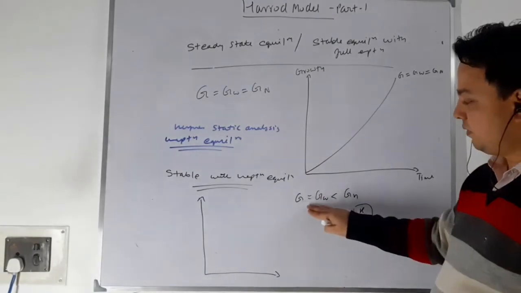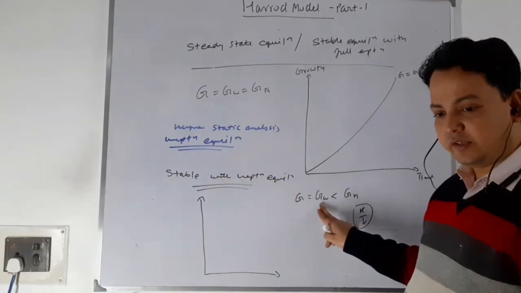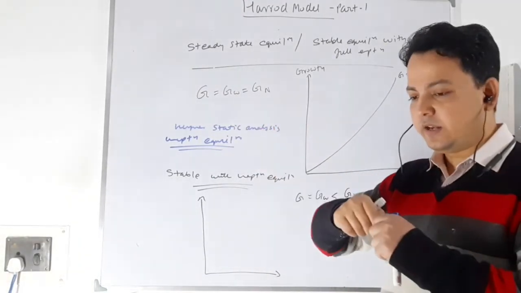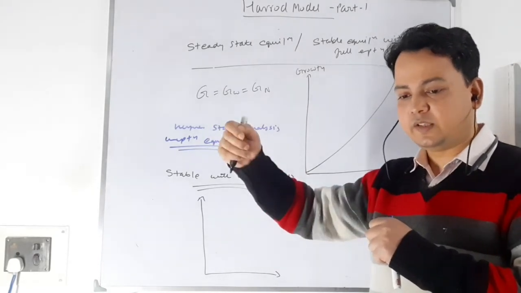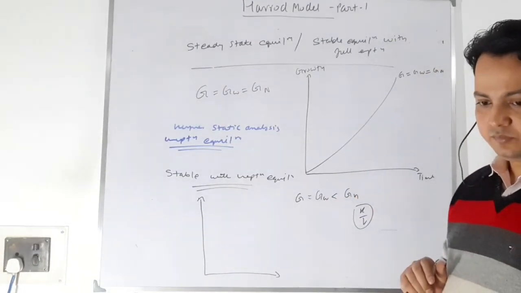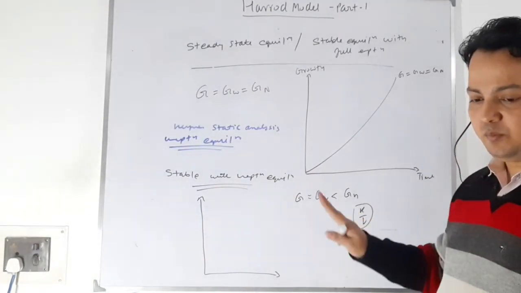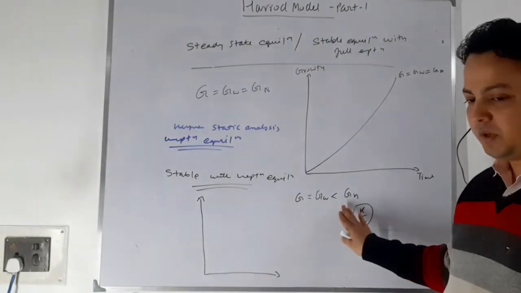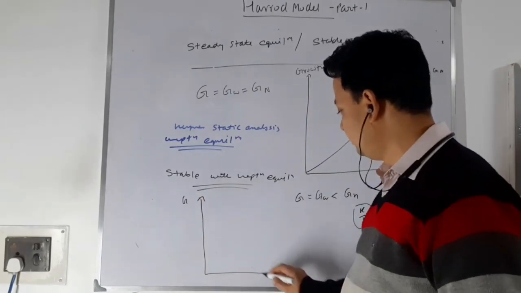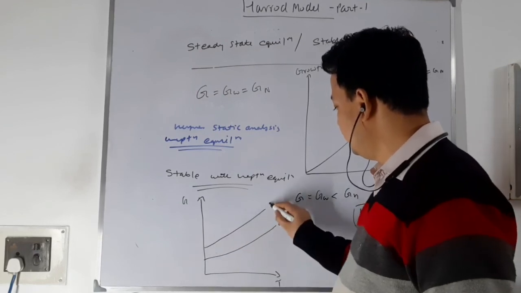So I will have stable equilibrium because growth in aggregate demand equals growth in your aggregate supply or capacity output. When the economy is growing, aggregate demand is growing and your capacity is growing at the same rate, so I will get a stable equilibrium, but population is growing faster than that. That means some people cannot be employed, so you have unemployment in the economy. Why? Because the capital labor ratio is fixed. So you take growth here, time here. This is G equal GW, and this is GN.